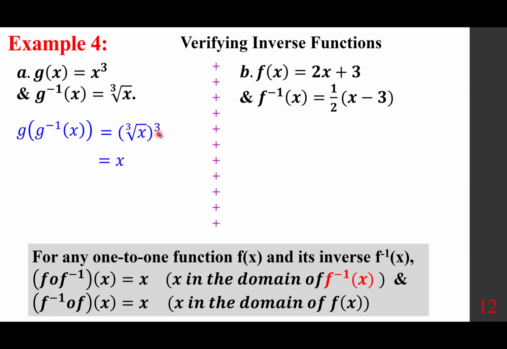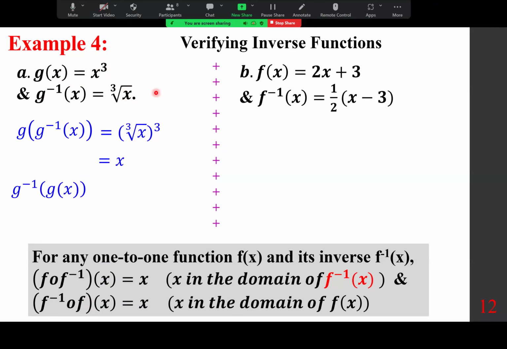Now, g inverse of g of x, which means we are going to replace this x with x cubed. And cube root of x cubed obviously is x. So that is simple to verify. We proved it because we verified the inverse function. By the way, as long as one of them works, the other one works. You don't have to necessarily show both, but we are doing it for practice. And as long as one of them works, they are inverse of each other.